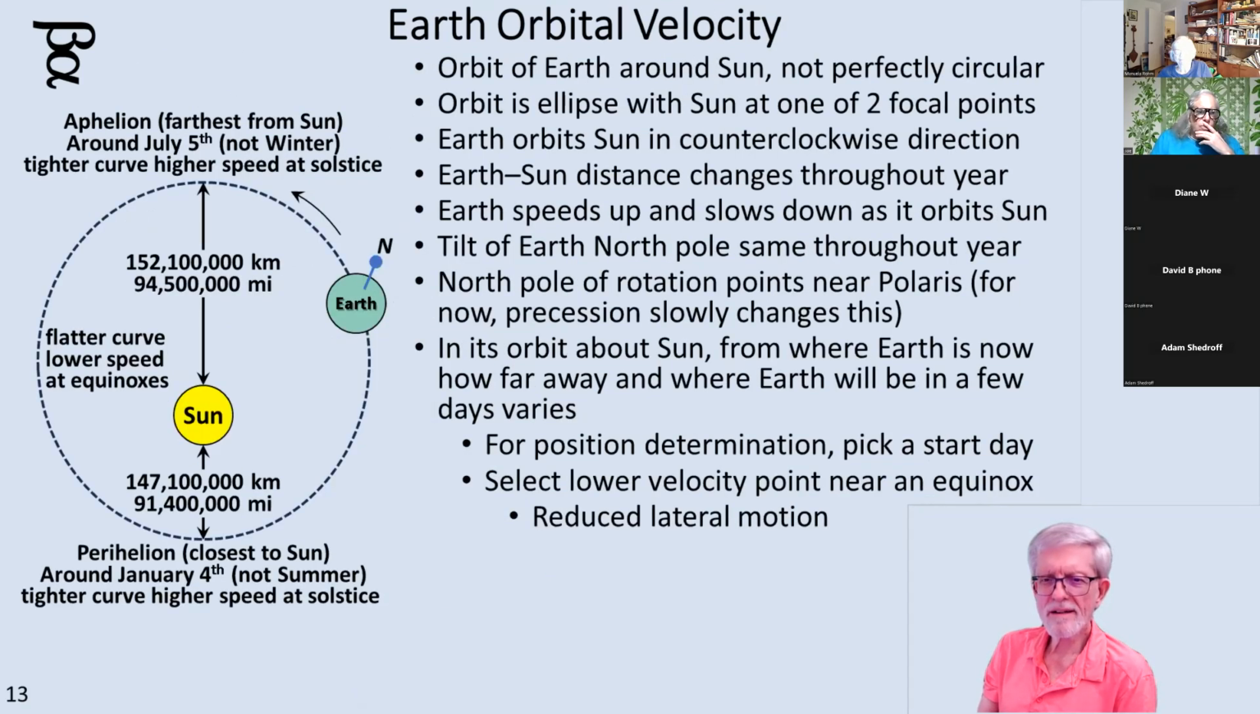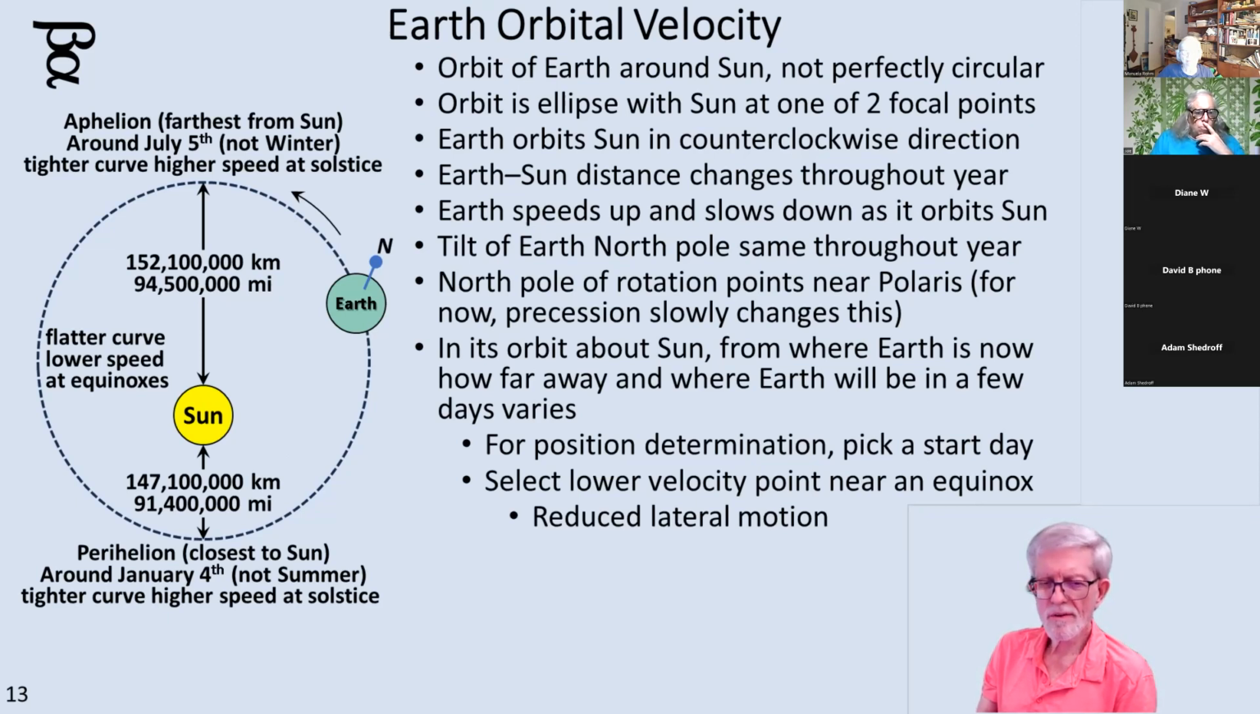So here's what I was talking about, the Earth's orbit around the sun. On the left, you see a slight ellipse, and the sun is at one focal point, and there's nothing at the other focal point. And you can see that the distances aren't that much, as 91,400,000 versus 94,500,000. That's millions of miles.